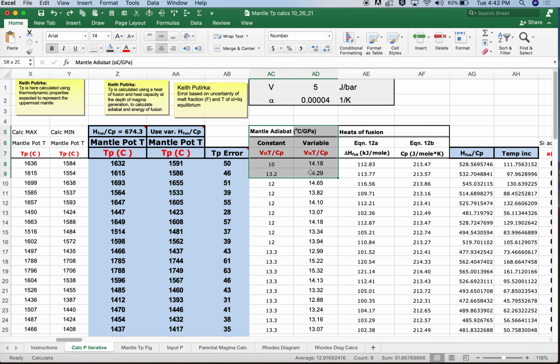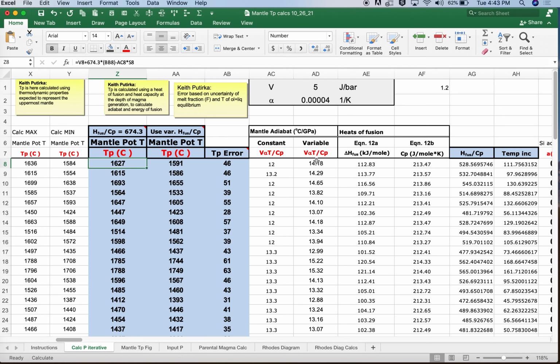So here's the mantle adiabat. You can put in a constant value. So I think in McKenzie and Bickle, they have 1.2 degrees centigrade per kilobar. We're entering the values in centigrade per GPa, so that would be equal to 12 degrees centigrade per GPa. If you just want to use a constant value like that, then you could just put a value there, and this value will be updated.